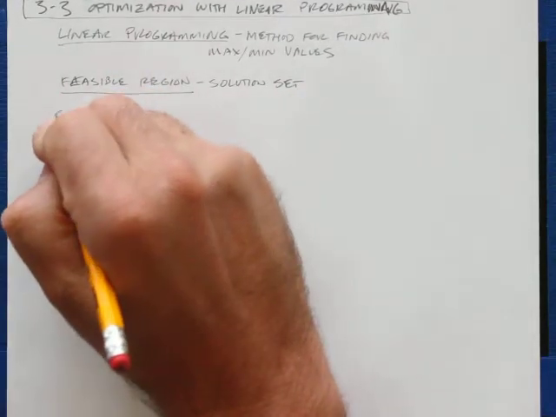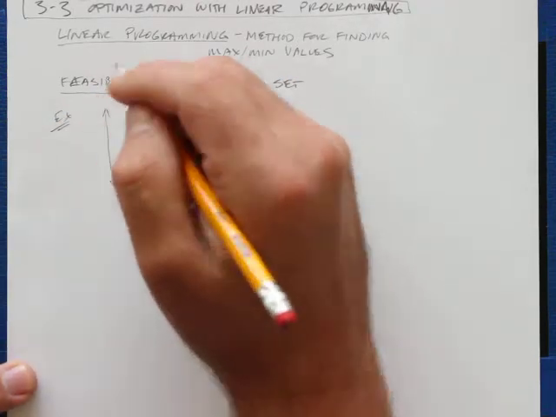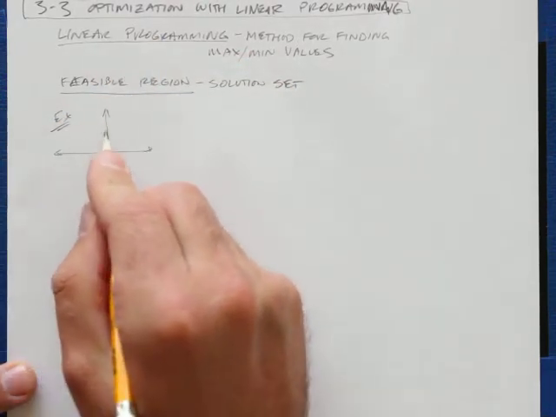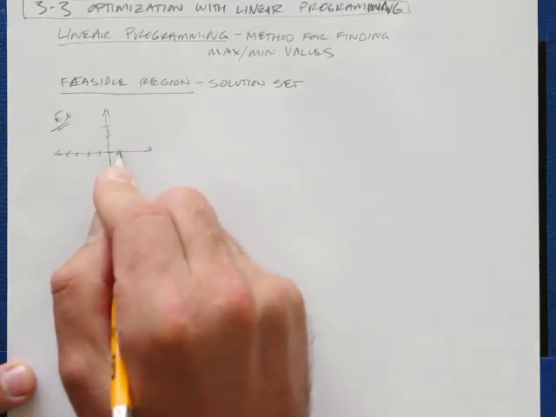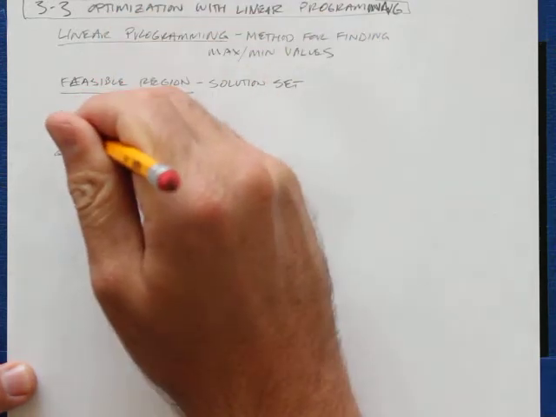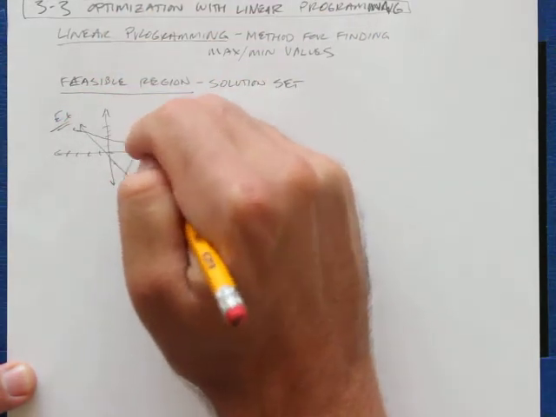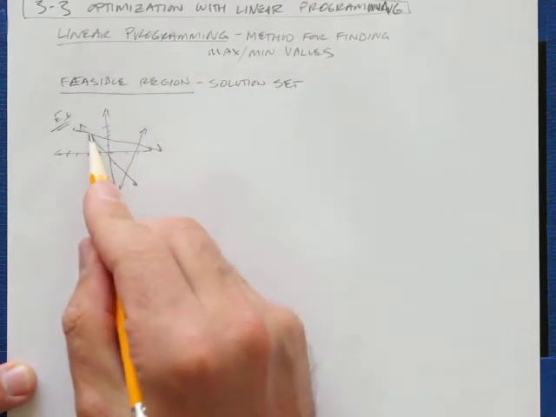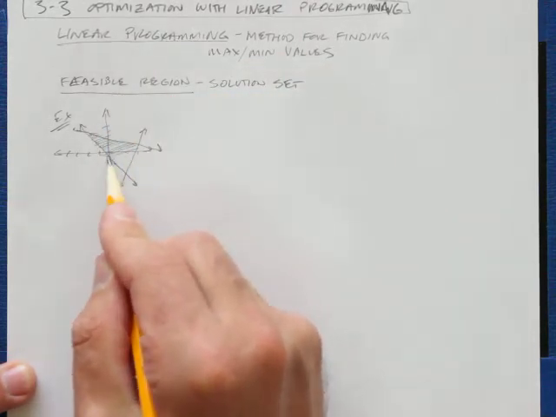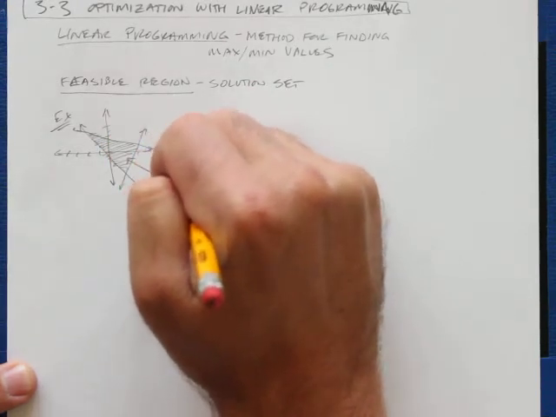Okay, so you might have a system of equations that looks like this. And we'll have like 3 lines going this way, and these are your constraints. And this here is the feasible region.